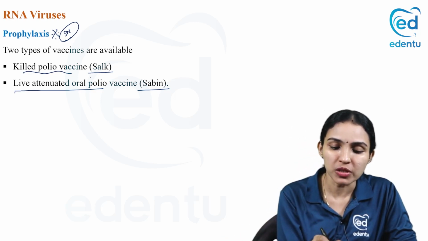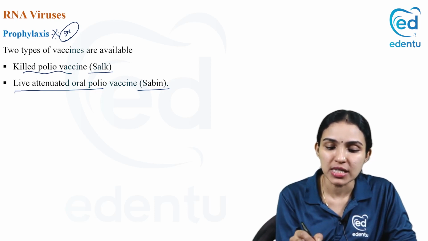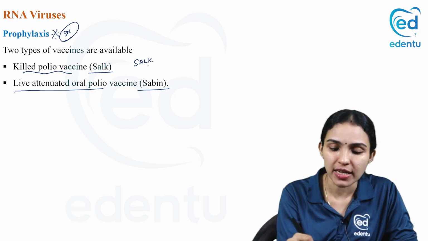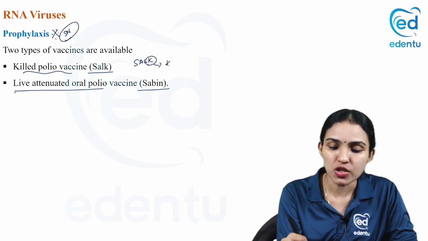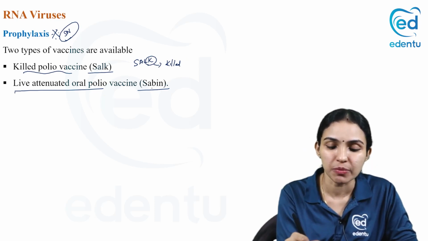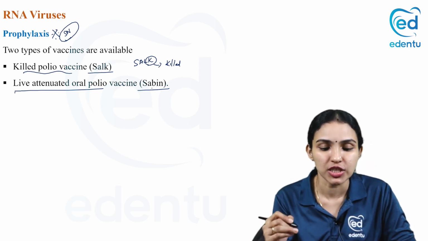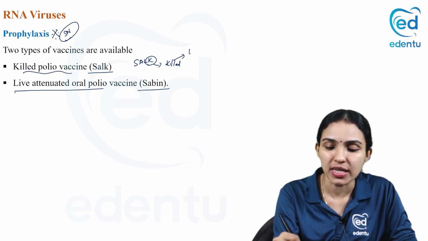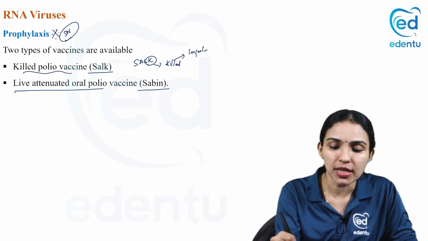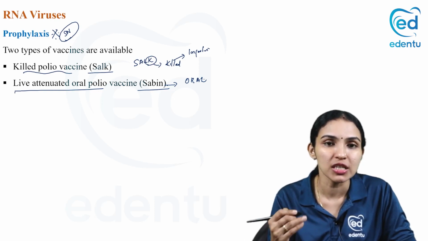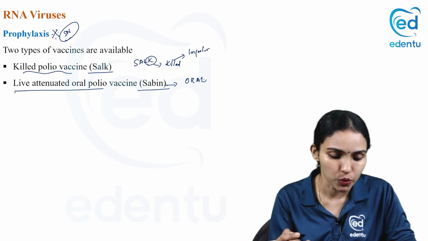And how you can remember which one is the killed polio vaccine and which is the live vaccine? Salk discovered the killed vaccine, so there is a K here. So you can remember Salk vaccine is the killed vaccine. So what is the other one, which is Sabin vaccine? That is the live attenuated oral polio vaccine. So Salk vaccine is a killed vaccine. You give it as injection, and Sabin vaccine is a live vaccine. You give it as an oral vaccine, as drops. That is what we use every year for the pulse polio immunization program.